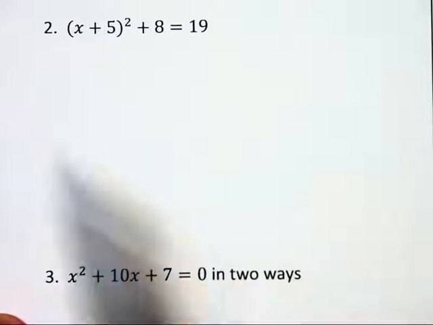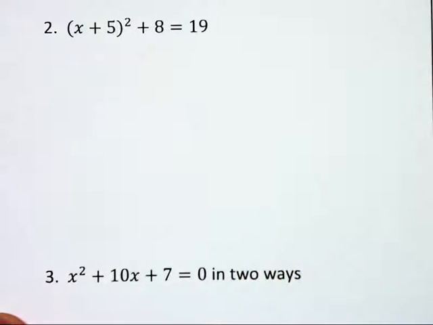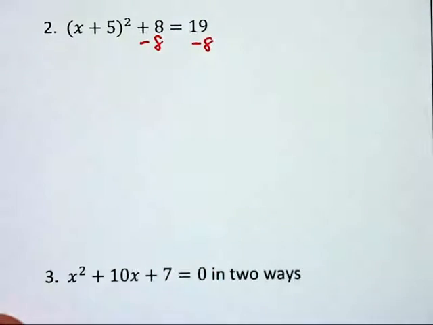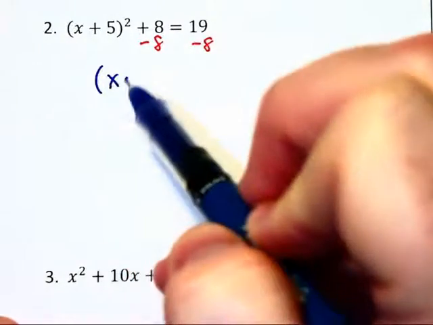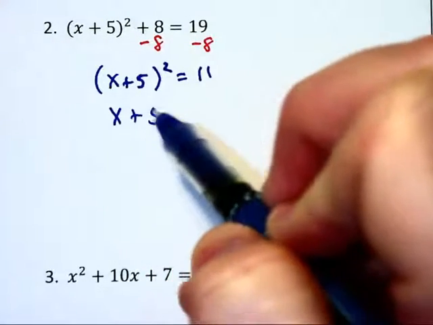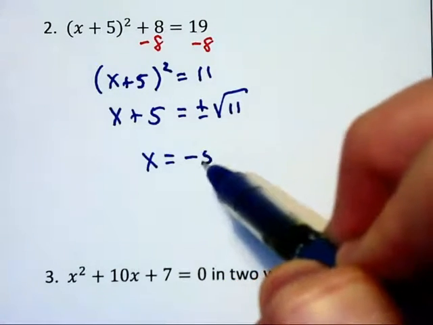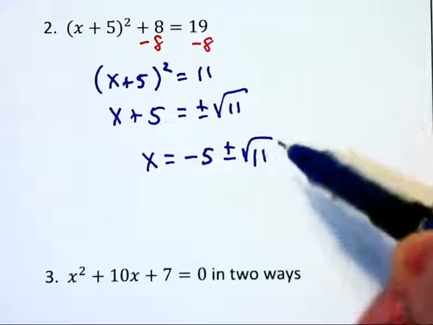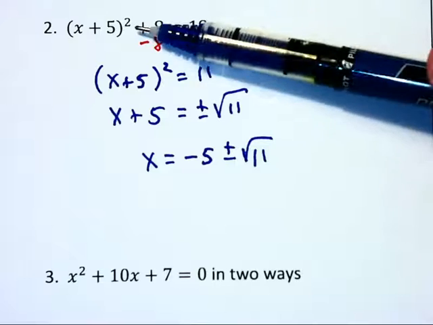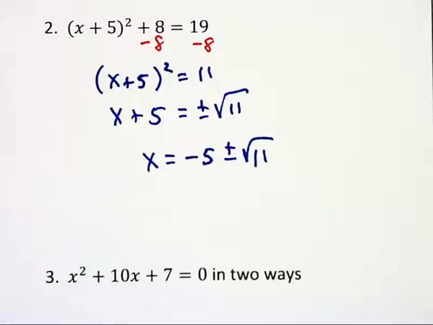For number 2, again, I've got a quantity squared with no more x's anywhere else in the equation, so I'm going to choose to isolate this quantity squared by subtracting 8 on each side of the equation. This leaves me with x plus 5 quantity squared equals 11, and when I square root each side, I get x plus 5 equals plus or minus root 11. Subtracting 5 on each side gives me negative 5 plus or minus the square root of 11. This problem could have been solved using the quadratic formula had we distributed out that square, combined like terms, and put it into standard form, but I think this was the quickest approach on this problem.